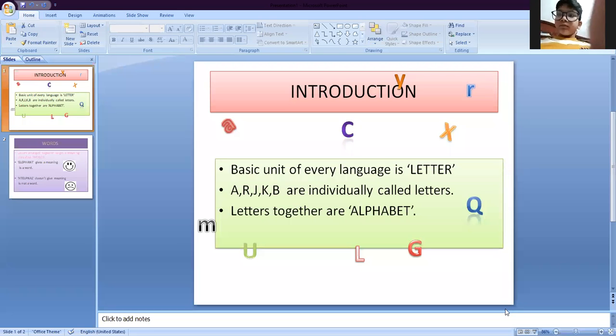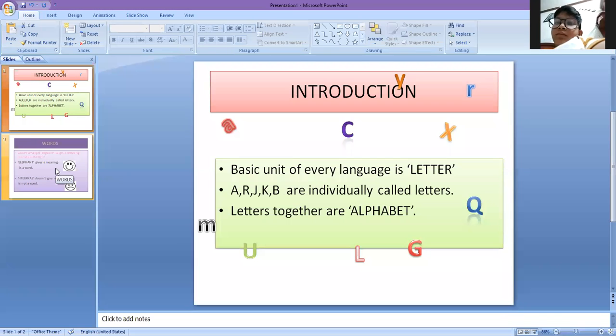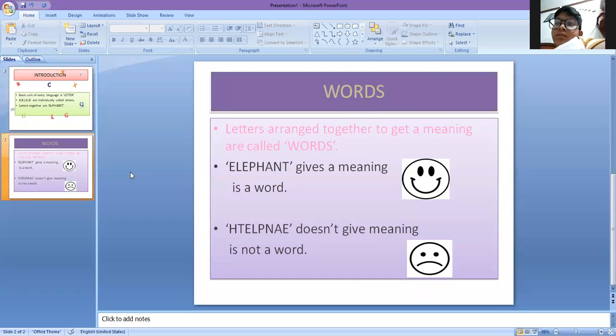Clear? As you know, A, B, C, D, E, F are individually called letters. Individually ये letters कहलाते हैं. Okay, students. The next one is the words. After the letter, you have to know about the words. What are words, students? Letters arranged together to get a meaning are called words.